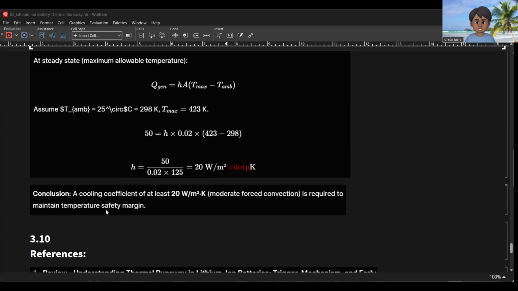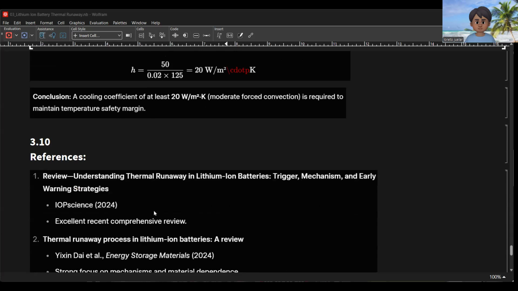So a conclusion here: a cooling coefficient of at least 20 watts per meter squared Kelvin, moderate forced convection, is required to maintain a temperature safety margin. So we have the references.